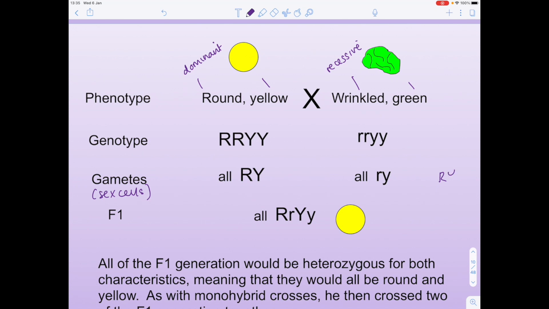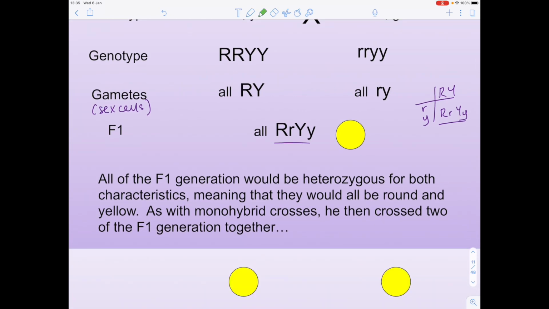And so if we were to do a cross over here, we can see that all our seeds would have this genotype, as indeed they do, and that obviously corresponds to that round yellow seed. So all the F1 generation would be heterozygous, meaning that they have different alleles for both characteristics, meaning that they would all be round and yellow.